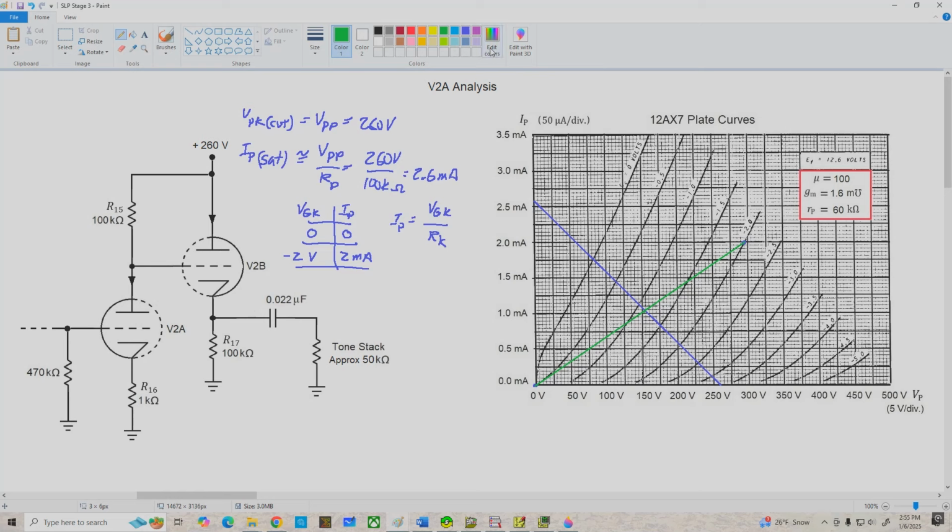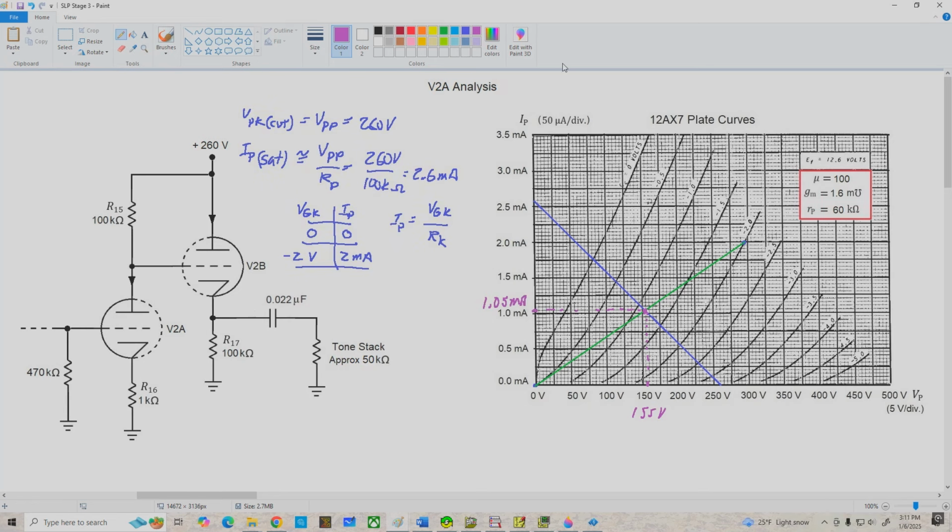Now switching over to purple for a little bit of contrast. Here's our Q point. And coming down from there, it looks like we've got a VPKQ of about 155 volts, and coming across here we're going to have about 1.05 milliamps for IPQ.